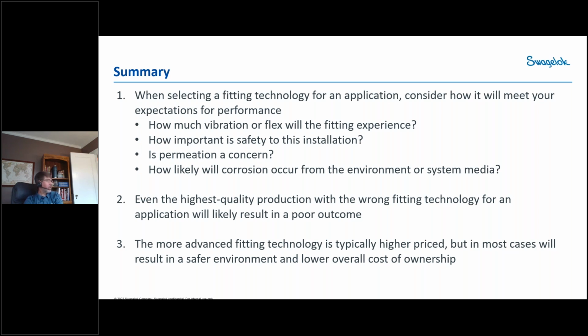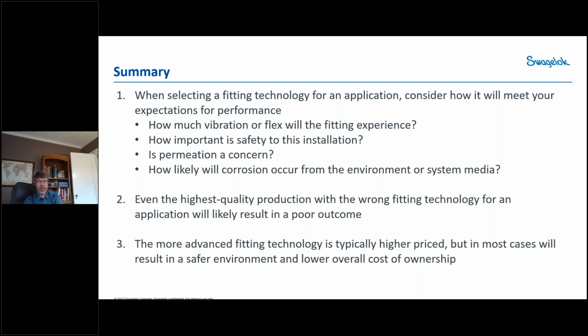The important thing to keep in mind here is even the highest quality fitting from the best quality companies, but put into the wrong application, is going to have a poor outcome, right? It's a poor selection of fitting technology. So we see that quite a bit, where someone's trying to use a fitting in a particular application, but it's just not the right design fitting for that application, and so it's not going to last as long as it should.